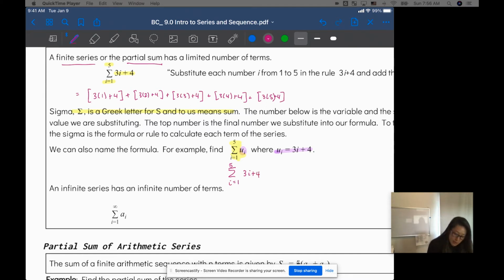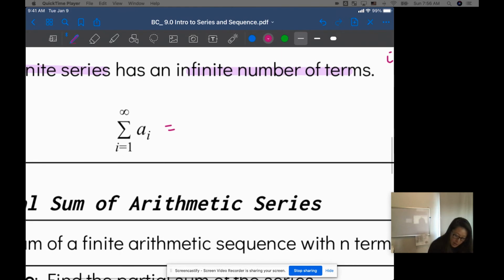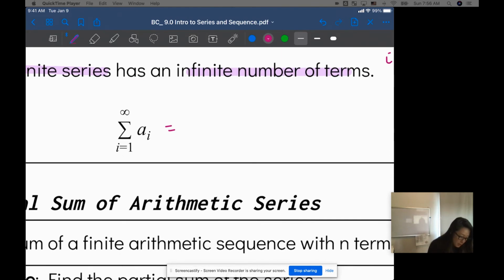All right, so an infinite series is when there are an infinite number of terms. So our rule is a sub i. So all we're going to be plugging in is a sub 1, the first term plus the second term plus the third term. But notice that we're going to go all the way to infinity. So we just write dot, dot, dot plus a sub n minus 1 plus dot, dot, dot. And it just keeps going. Okay.